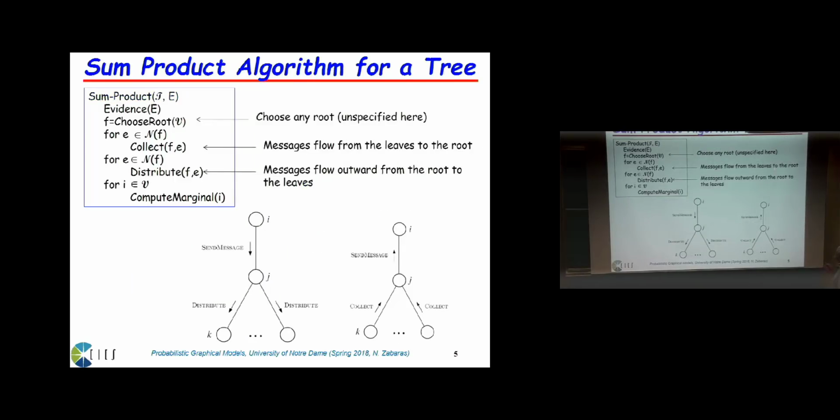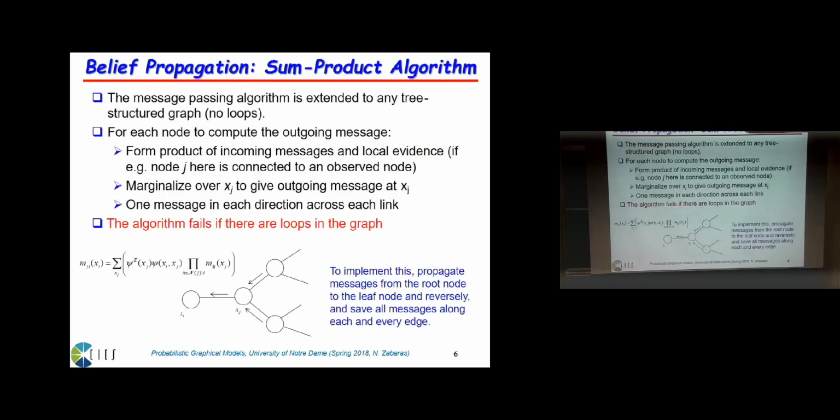So again, you choose any root, you send messages from the leaves to the root, and then from the root down to the leaves, and then that's it. I mentioned that this algorithm is basically for trees. If you try to generalize this, in principle it may work, right?